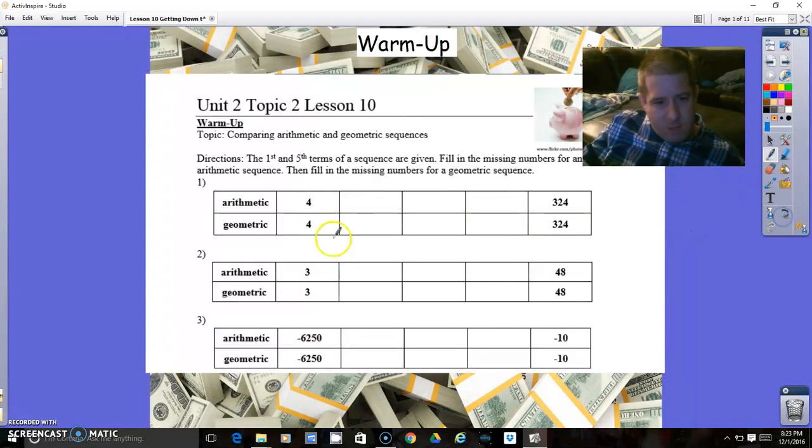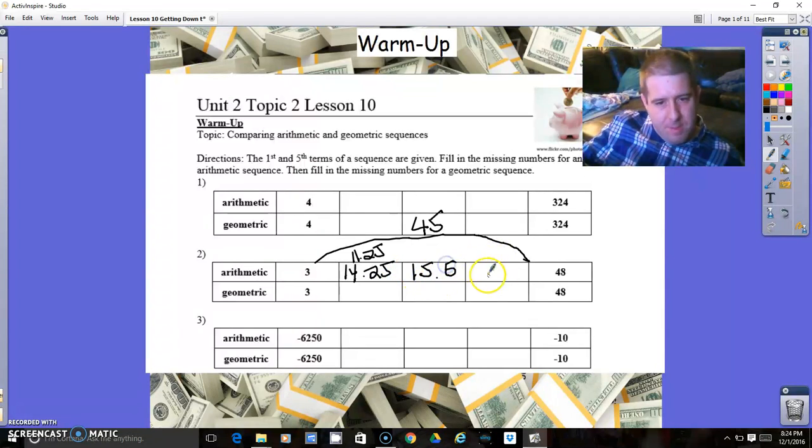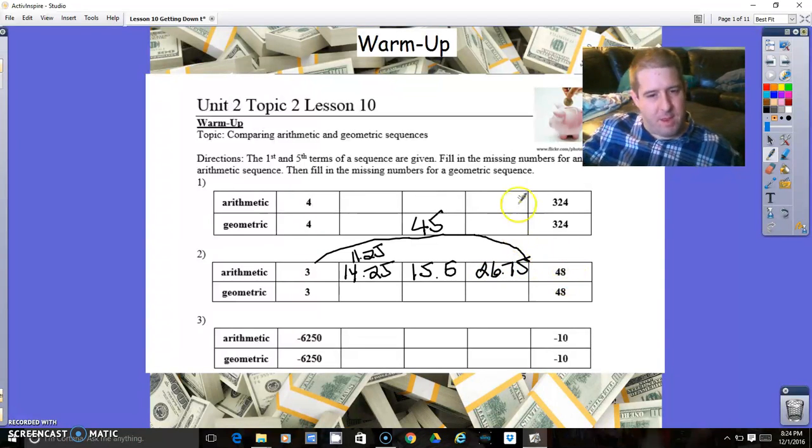All right, second question. 3 to 48. We're going to have different numbers in between just because they're different sequences. So this is a difference of 45, and 45 divided by 4 is 11.25. So that's what you're going to be adding. So this would be 14.25, and this would be 25.5, and this would be 36.75, and that equals 48 in the end.